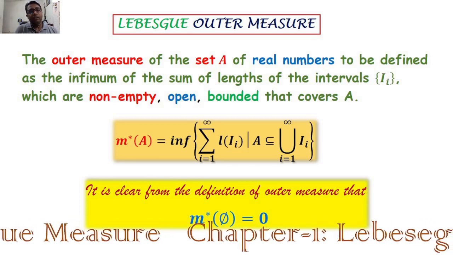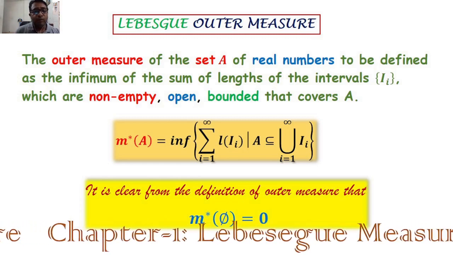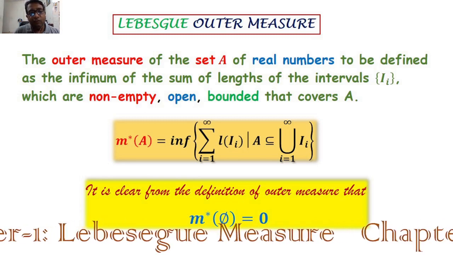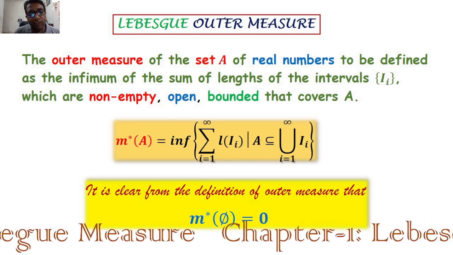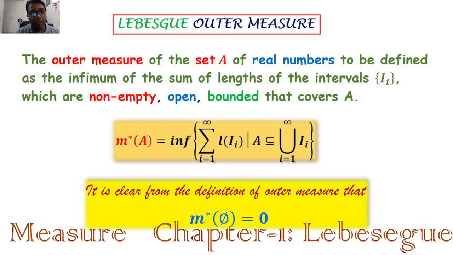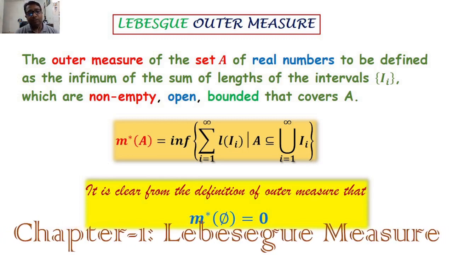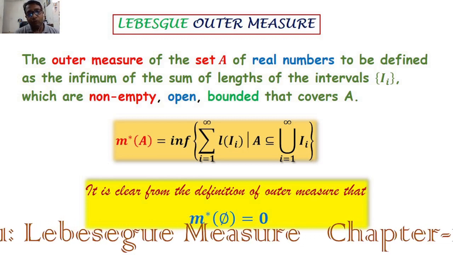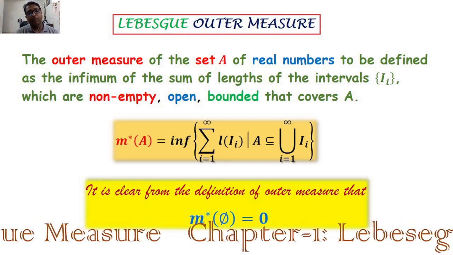So we need some intervals to cover the elements of the set. Then what we have to do is calculate the length of all these intervals, and then take the sum of these lengths. And obviously, because the intervals that I have found are not unique, they are very many in number, so we have to consider that collection whose sum will be the least, the infimum.